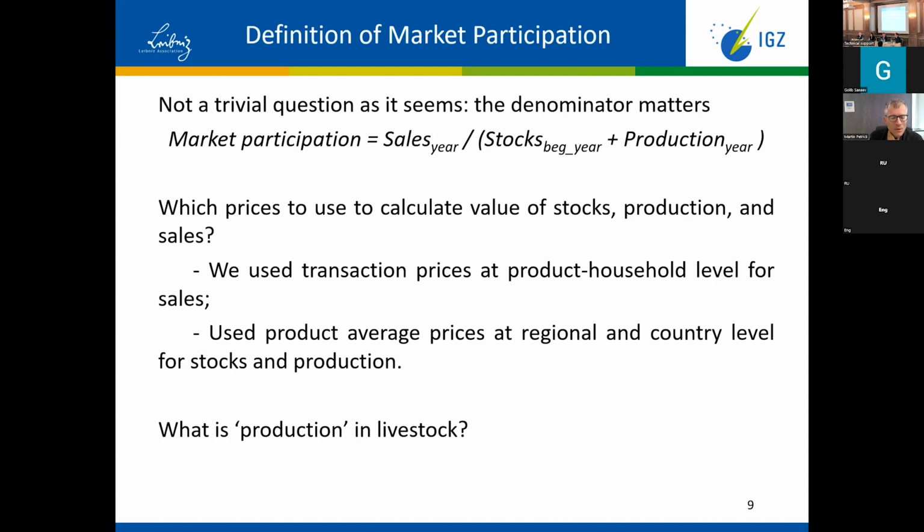Then another thing is which prices you use to calculate monetary values, and we opted to use transaction prices at household level and used average prices at the regional and country level for stocks and production. Another question is, given whatever we have in the data, livestock products and crops, what is production in livestock? I guess agricultural economists know what it is, but we have some approach which hopefully is correct, and this is what we are doing.